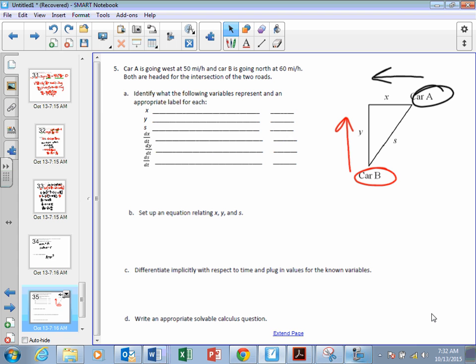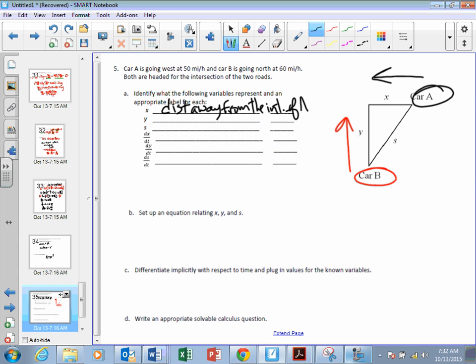Identify what the following variables represent and an appropriate label for each. So x right there, remember they're both headed for an intersection of the two roads. So x is the distance away from the intersection of car A. And y is the same thing, the distance away from the intersection of car B.